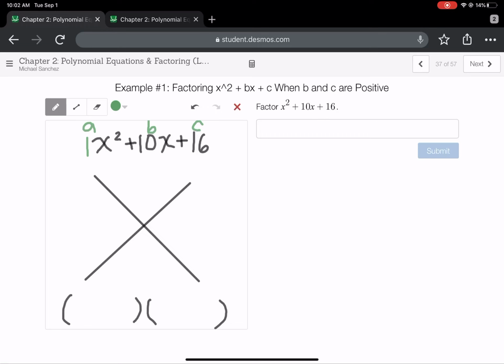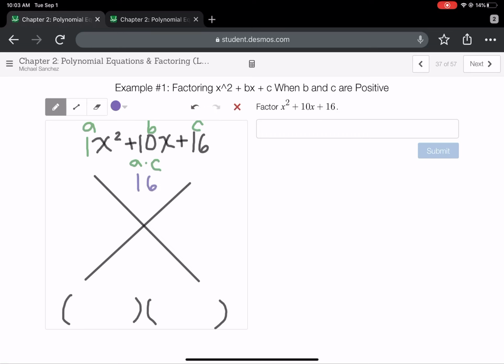Here I have drawn an x. This is called the magic x of factoring. At the very top section of our x, we're always going to put whatever the product of a times c is. In this case we have 1 times 16. The numbers are what we're working with, so we have 1 and 16. So 1 times 16 gives us 16, and that's what goes there.